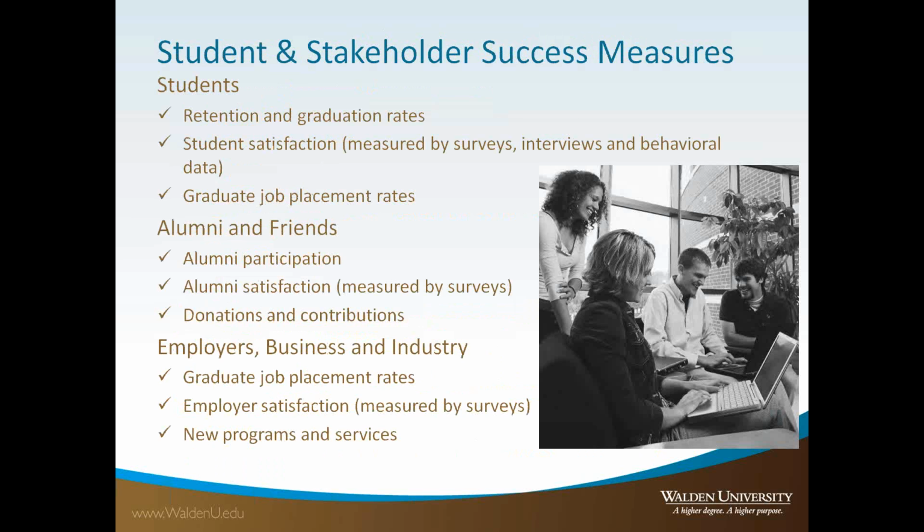What are some success measures? Obviously with students, it's a key. Do you retain students? Do you graduate them? How satisfied are they? Graduate job placement rates were important at UW-Stout. They're important at this institution, and they're important at Walden. Alumni and friends. We look at how many alumni participate in activities. Are they satisfied? Are they contributing to our university? Employers, business, and industry. Again, are they hiring our students? Are they satisfied with the services that we provide? And are we continually offering new programs and services to meet the needs of external stakeholders?